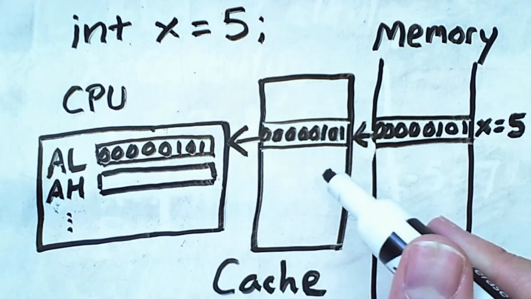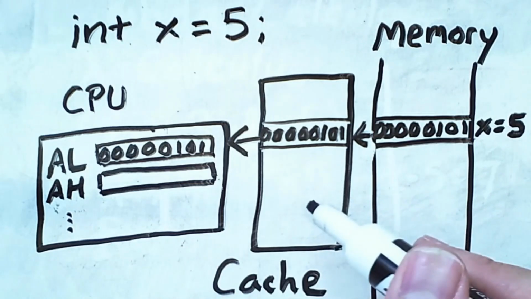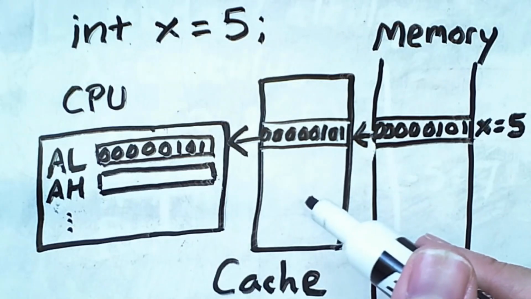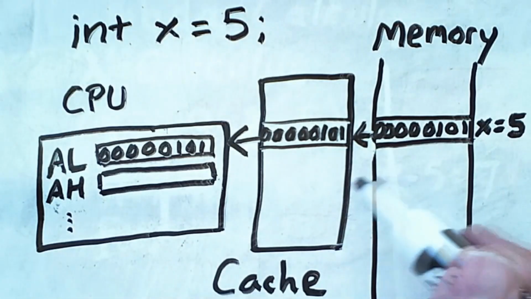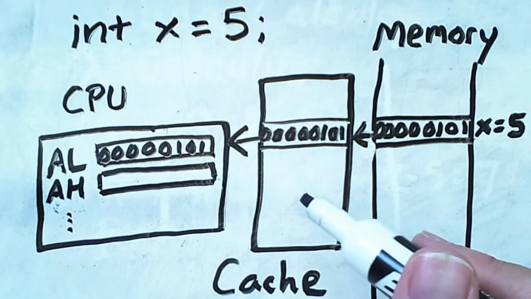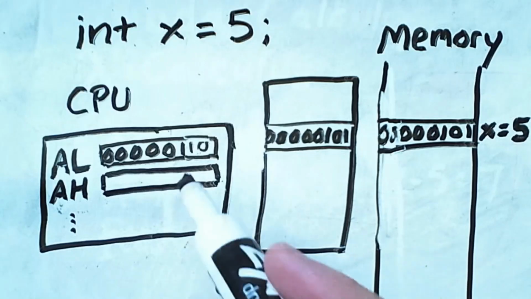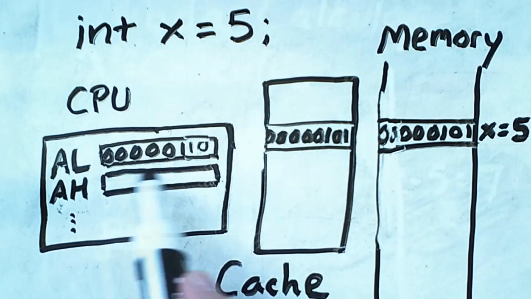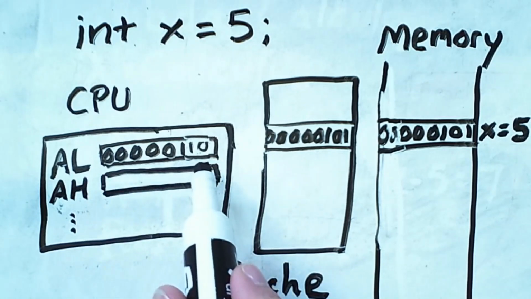The benefit of this comes from the fact that cache access is much faster than memory access. So if we keep the memory contents in the cache, then subsequent reads can retrieve data from the cache instead of from memory. Now I've just incremented the value that is in the register AL. So this is 6 instead of 5.